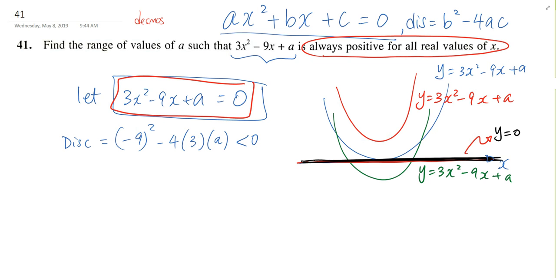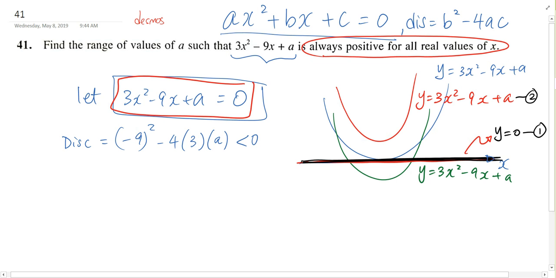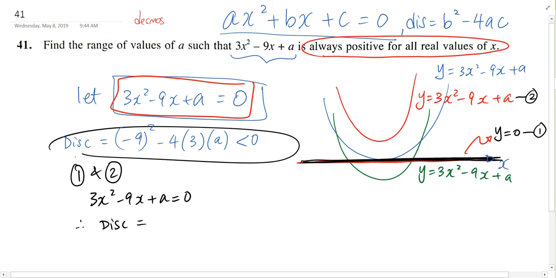What do I mean when I do them simultaneously? If the graph touches, check if there is any solution where they touch. When I'm talking about simultaneous equation, I'm looking for points of intersection. So I should be using this as equation number 1, this as equation number 2, right? Solve them simultaneously. What will it look like when you solve 1 and 2 together? 3x squared minus 9x plus a equals to 0. This is the reason why we can say therefore discriminant equals to everything over here. Understand?